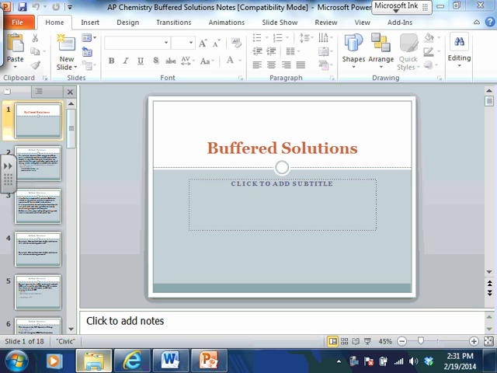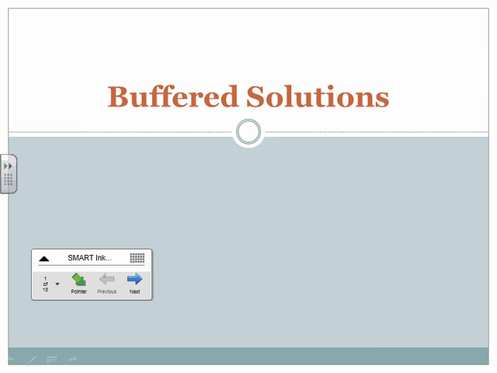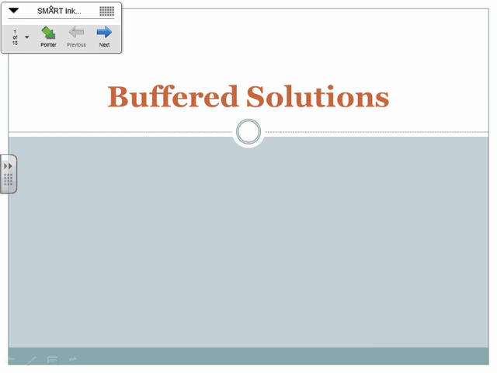Buffered solutions, also known as buffers. I don't know if you've ever really heard that word in general language before, but if someone's acting as a buffer, they're kind of keeping one thing from getting to another sometimes, right? Or something like that.